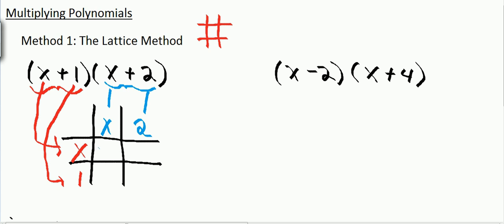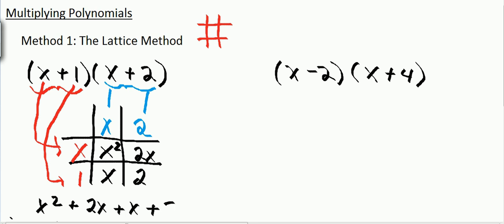So here I have x times x, so I have x squared, and here I have x times 2, so I have 2x, and then I have x times 1, so I have x, and here I have 1 times 2, and that is 2. What I do is then pull out the items inside, and I get x squared plus 2x plus x plus 2.